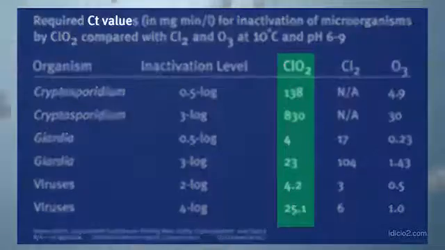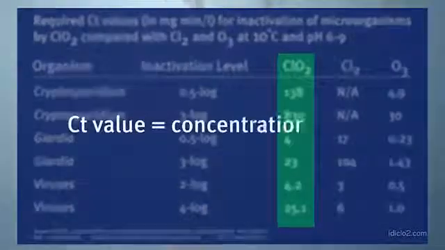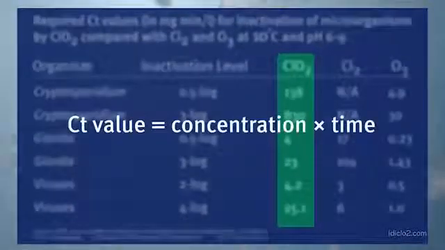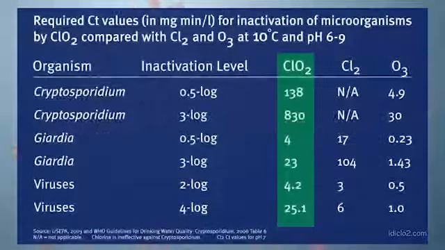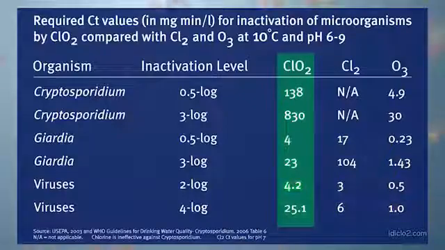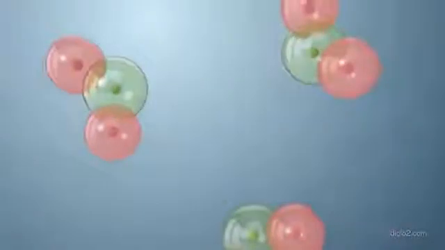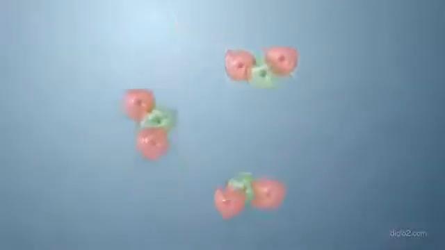The CT value is defined as concentration multiplied by time to achieve a desired disinfection performance. The lower the number, the stronger the disinfectant. Chlorine dioxide doesn't form chlorinated organics like THMs or HAAs.